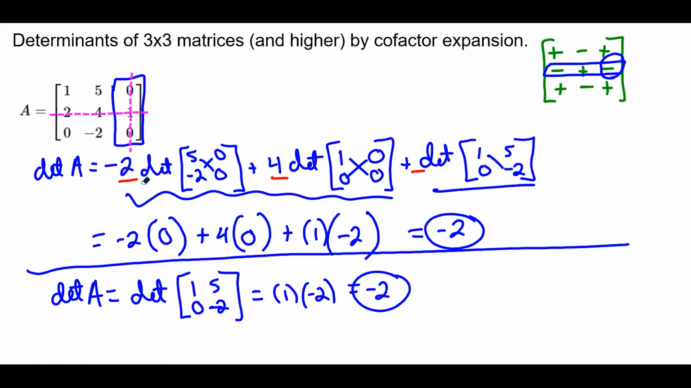So when you're picking a row or column to find the determinant, you want to make sure that you choose an easier one if there is one. So you want to pick one that's got the most zeros or ones or -1s just to make the calculations easier.